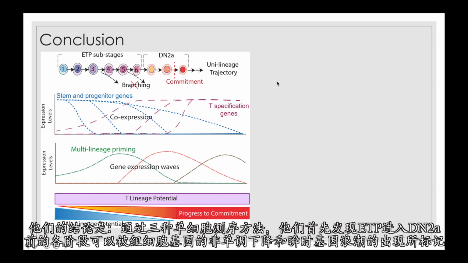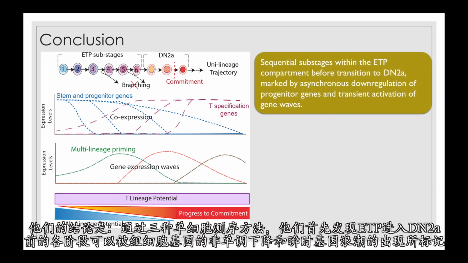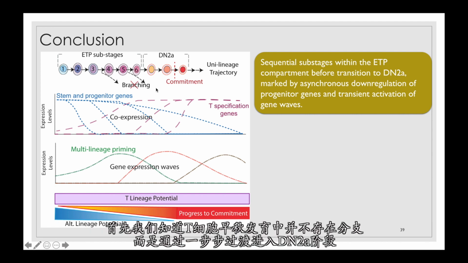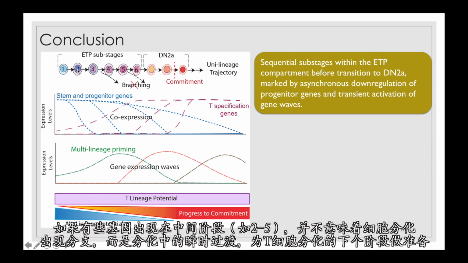Here comes their conclusion. Using 3 different platforms of single-cell sequencing, they firstly find sequential substages within the ETP compartment before transition to DN2A, marked by asynchronous downregulation of progenitor genes and the transient activation of gene waves. Firstly, we know that there's no branching during the transition. Instead, it's more like a step-by-step transition. Some genes may appear, such as non-T cell genes, but that doesn't mean they have several branches; they are like an intermediate gene wave that controls or primes the cell for the next stage.